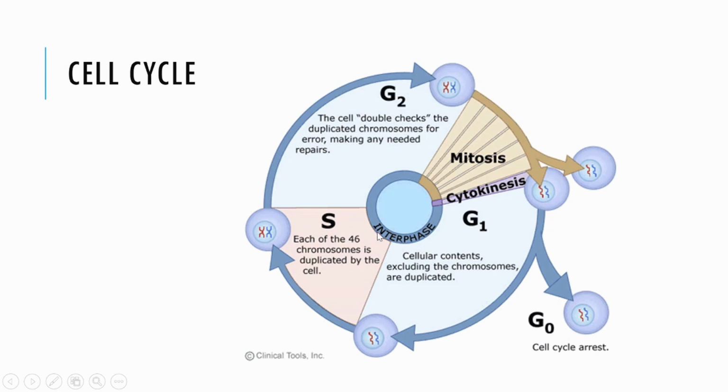Collectively, we call G1, S, and G2 phases interphase. So if we talk about interphase, we're talking about all three of these together. But if you're specifically asked a question about when are cellular contents duplicated or when is DNA replicated, you'll want to know the specific letters.